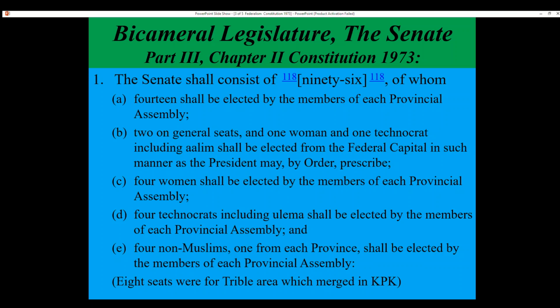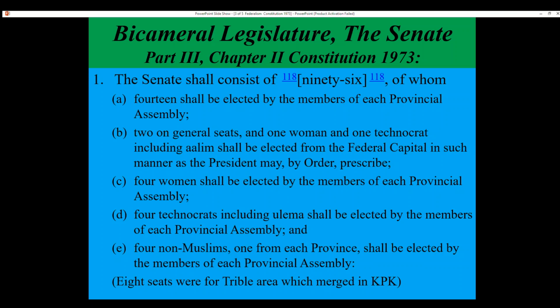As you know, this is very clear about these clauses of the Constitution: number 1, all provinces are given equal representation in the Senate. Number 2, the women are given representation in the Senate, and each province will elect 4 women. It means 16 women from the provinces will go to the Senate. It is a big number.